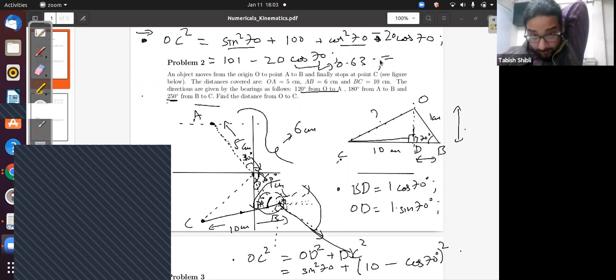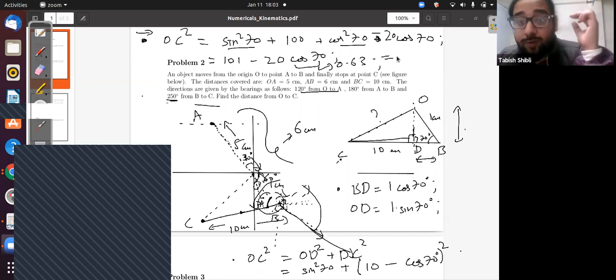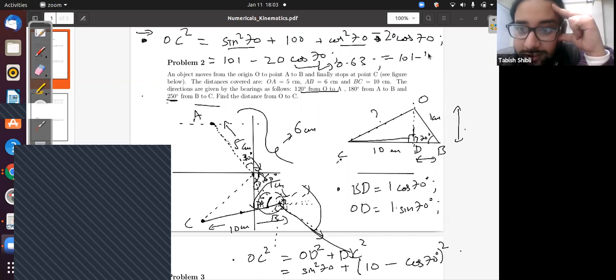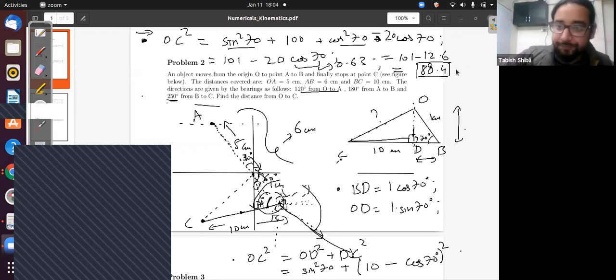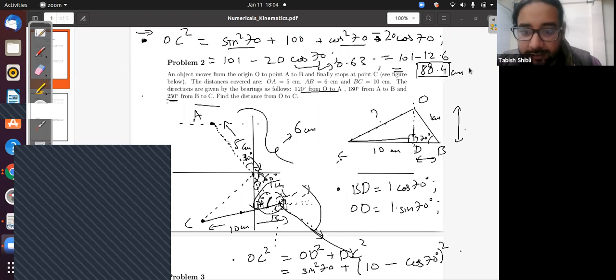So 0.63 into 20, well, that's 6.3 into 2, that's 12.6. So 101 minus 12.6, which is equal to what? 88.4. Yes, that sounds lovely. So 88.4 centimeters square. So this is OC square.